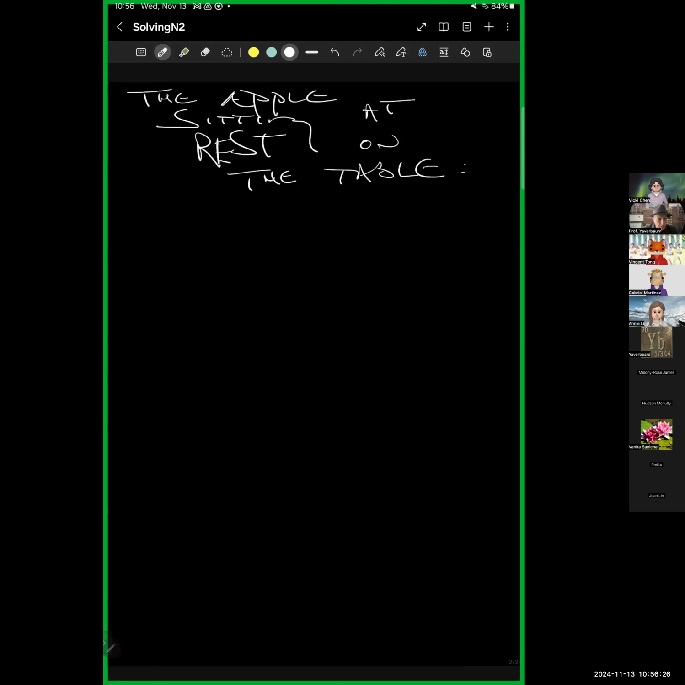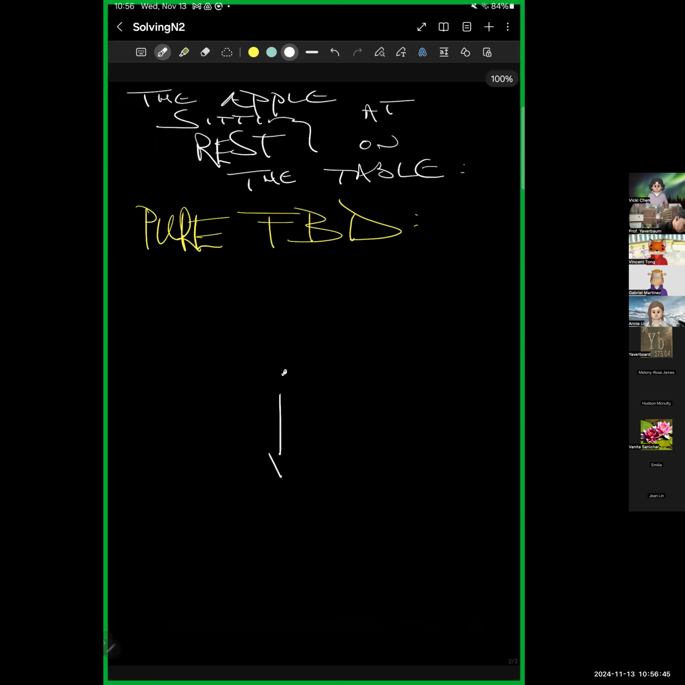So we're back. So the apple sitting at rest on the table. The pure free body diagram looks like this. This is where we were yesterday. That is the pure free body diagram. We have two forces acting on this apple.